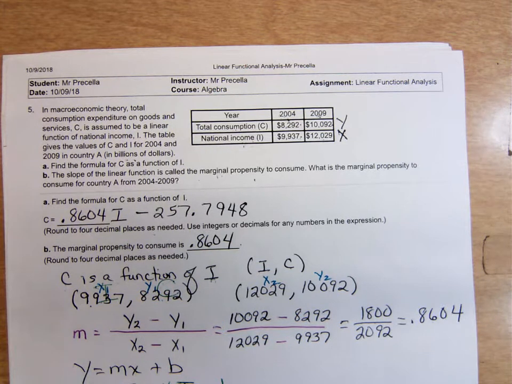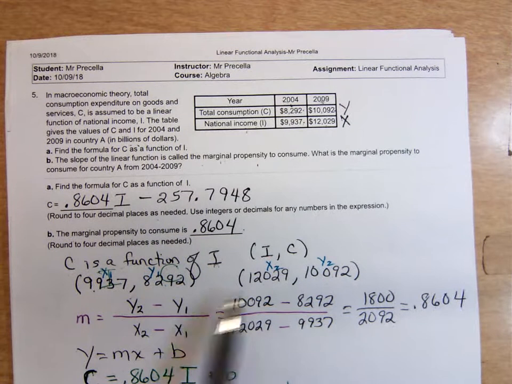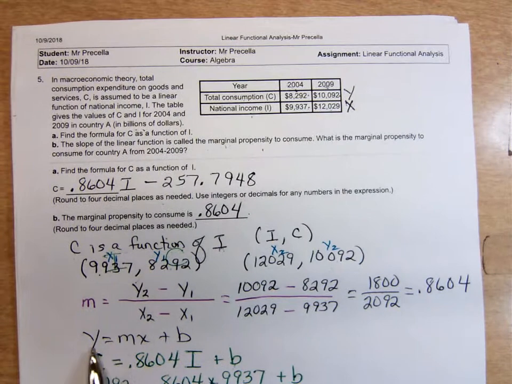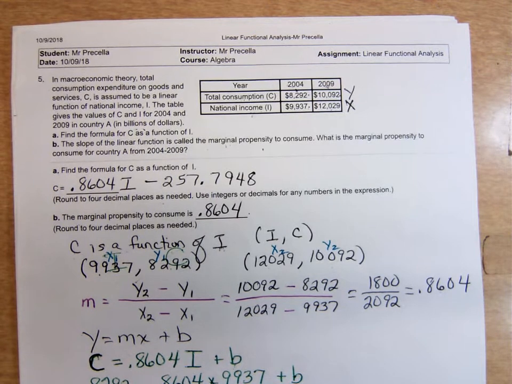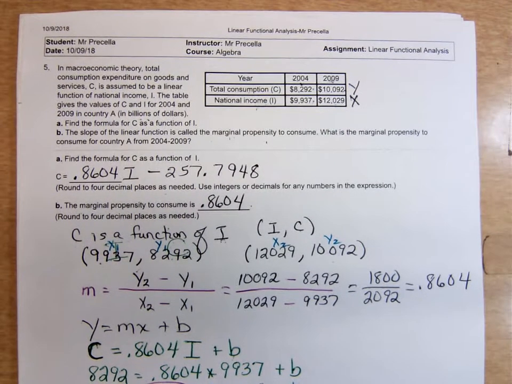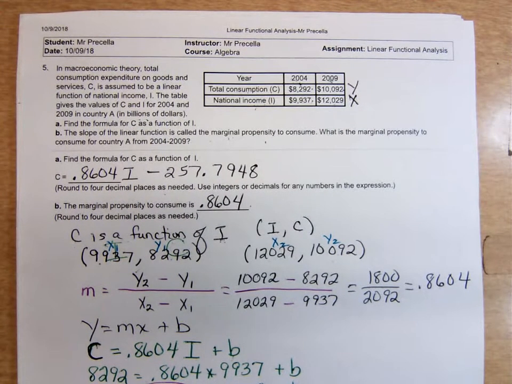So, find the slope, then just use y equals mx plus b, plug an ordered pair in to find b, just like we did in some other examples. Here we're using the variables I and c instead of x and y.